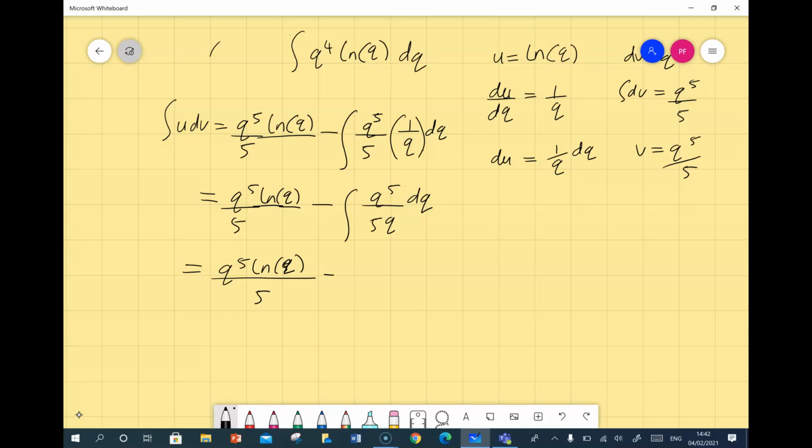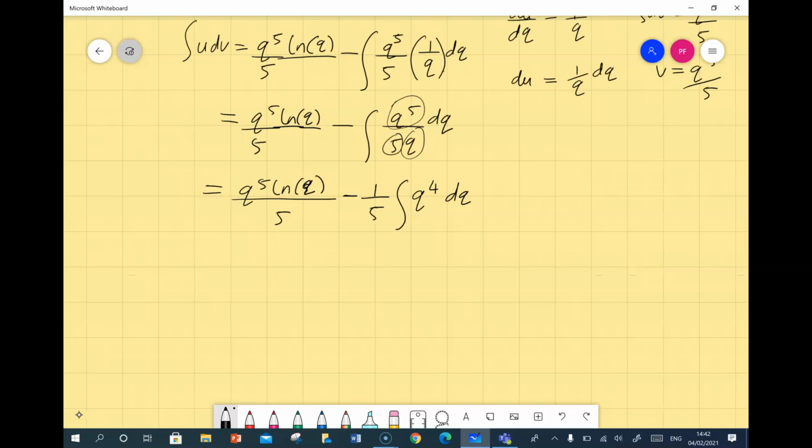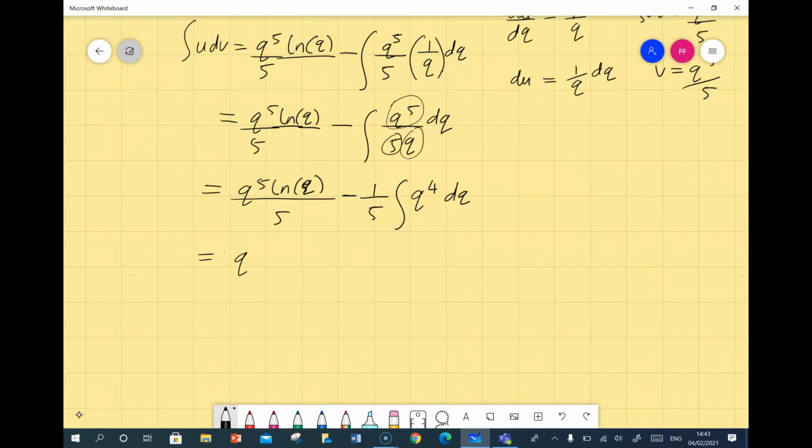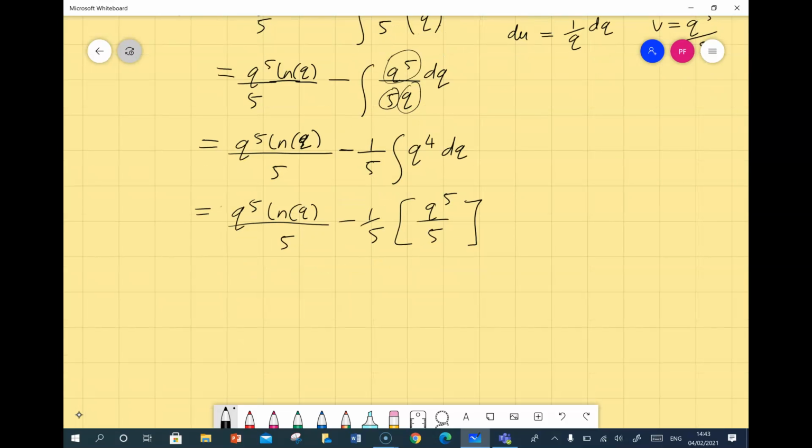over 5 minus. Now I've got this 5 underneath the line, so it's been divided by 5. So I'll bring that fifth out in front just to make it easier to look at. And I've got q to the power of 5 divided by q. That's q to the power of 4 dq. And now we're ready to integrate. So I've got my q to the power of 5 times the natural log of q over 5 minus 1/5 times raise the power by 1, divide by the new power. Okay, I won't throw in my plus c yet.